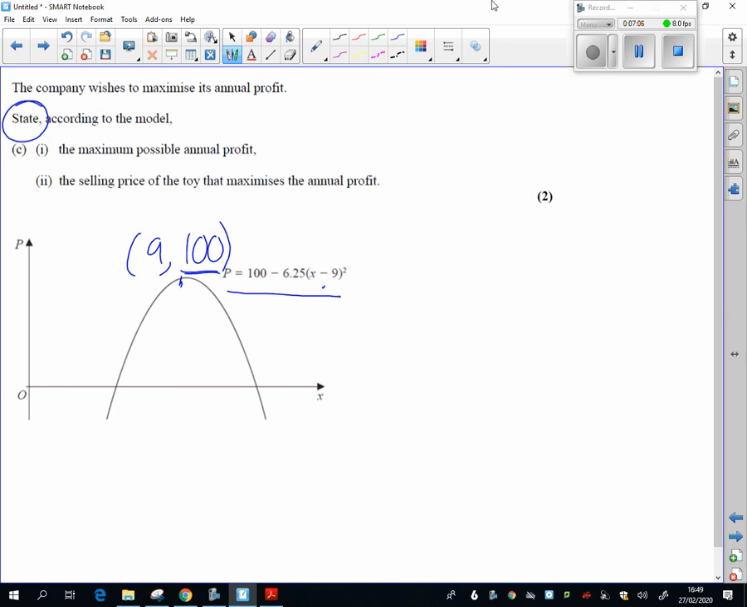Okay, so what is the maximum possible annual profit? Well, that's the y coordinate of the maximum. And I just need to be very careful. It's not £100, and do always include units if it's a real life problem. So that's in thousands of pounds, so that's £100,000. And when does that happen? It's when they sell it for £9. And do make sure any question like this, where there's 2 answers, you're very clear which is which.